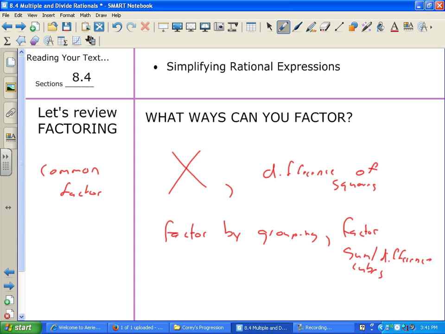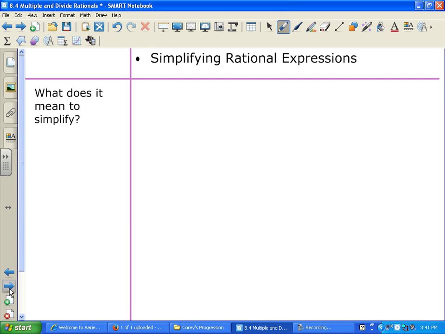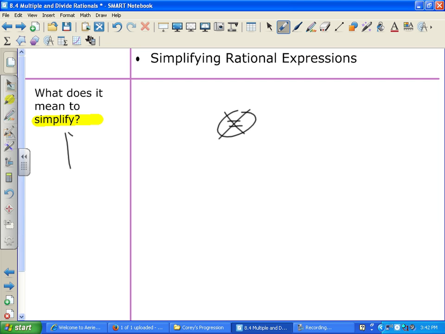So factor is going to be the key. After we factor, we're going to look to do this word right here, which is simplify. A big thing that students make mistakes on in this chapter is putting equal signs when they aren't there to begin with. The word simplify always means write it in an easier form. Today, in the context of what we're doing, it's going to be reduce fractions.